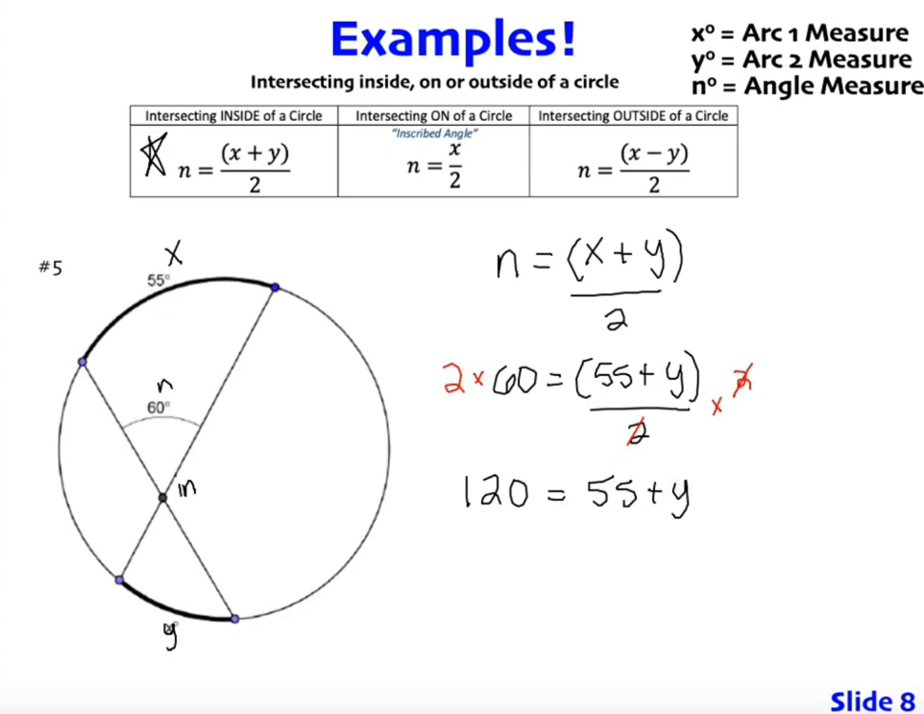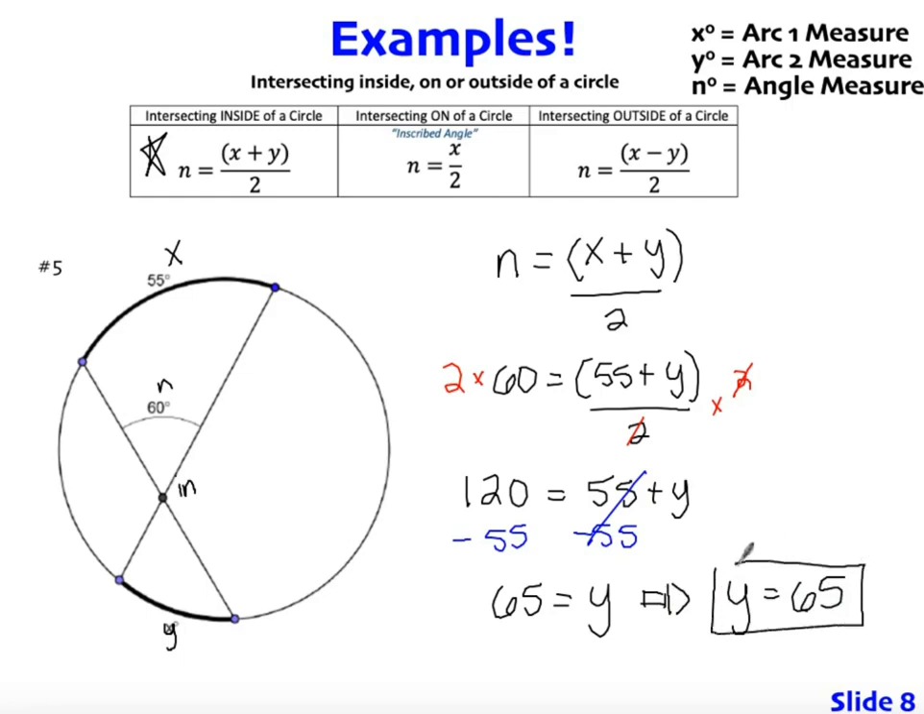And then one more step. Last step is to get rid of this 55 by subtracting on both sides. And when you do that, you're going to get 65 is equal to y. And you could always switch this around if that bothers you and just say y is equal to 65. So this would be 65 degrees.